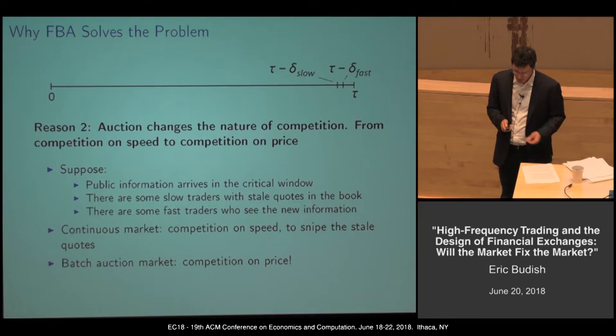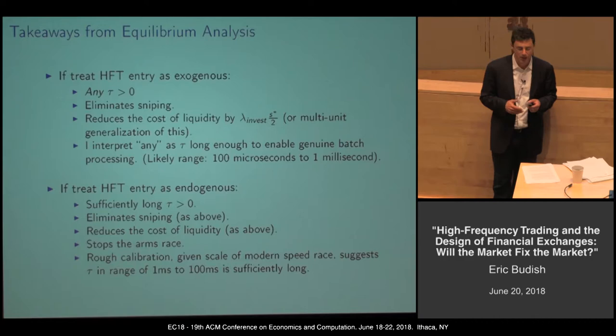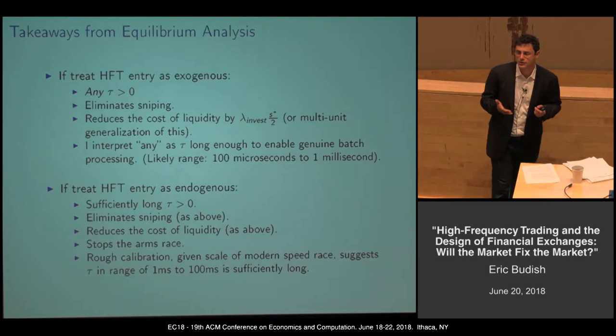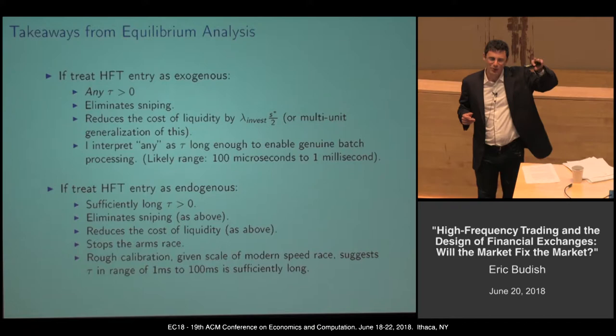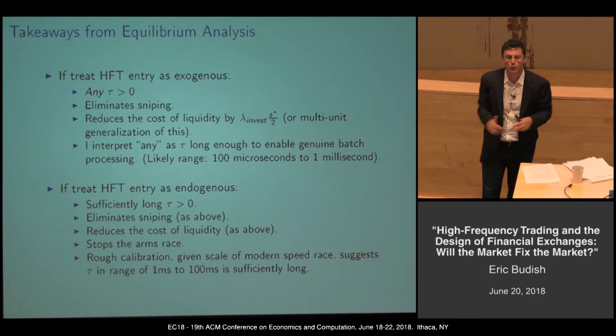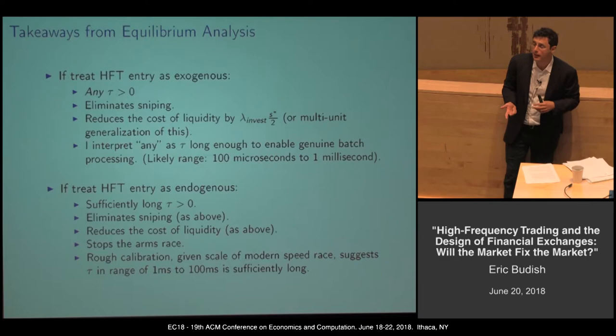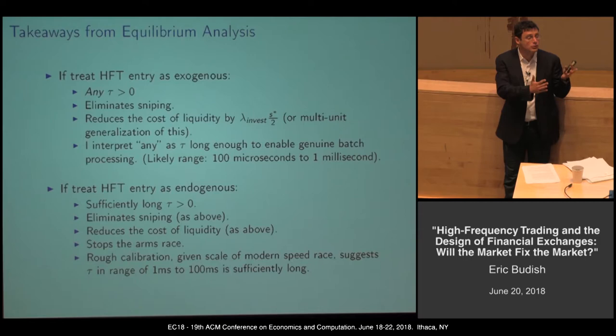Okay, so I'm going to skip the details of the equilibrium analysis in the interest of time and just give you the takeaway. If we treat the number of high-frequency trading firms as exogenous, just like in the study of the continuous market, where we had an exogenous entry case and an endogenous entry case, and this is probably the right way of thinking about an initial pilot test or a small entrant as opposed to a market-wide reform, then frequent batch auctions eliminate sniping mathematically for any tau greater than zero. So mathematically, there's a discontinuity as you go from continuous to discrete batch.